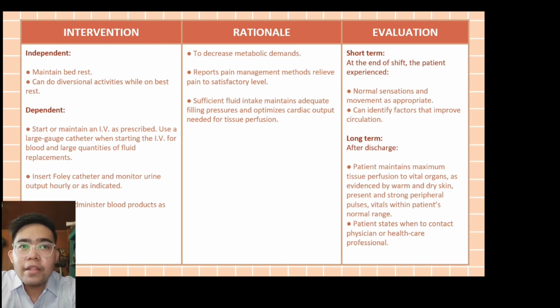The dependent intervention must be prescribed or ordered by the physician. First of the dependent intervention is start or maintain an IV as prescribed. Use a large gauge catheter when starting the IV for blood and large quantities of fluid replacement. Second, insert Foley catheter and monitor urine output hourly as indicated.